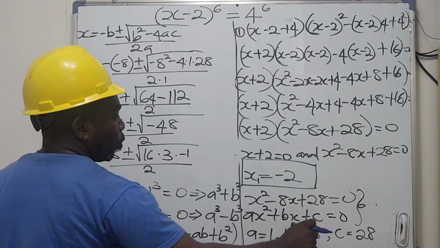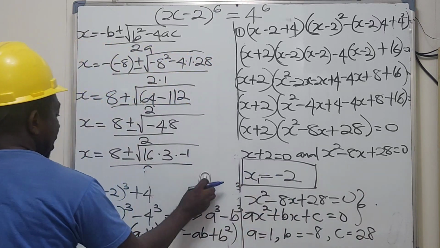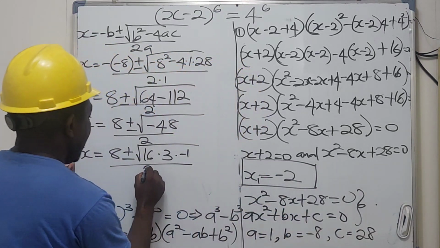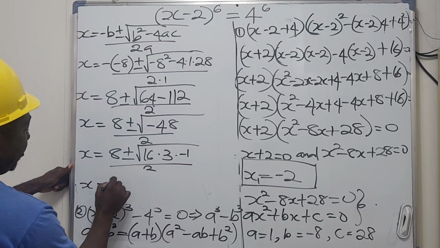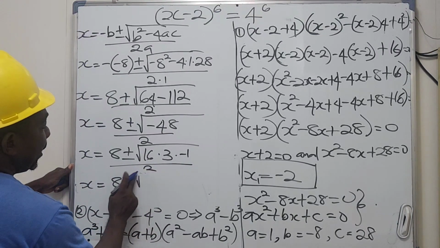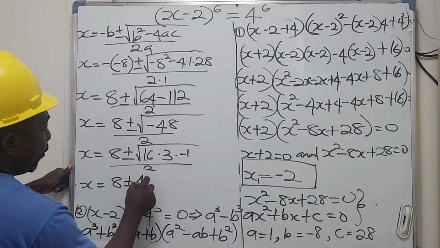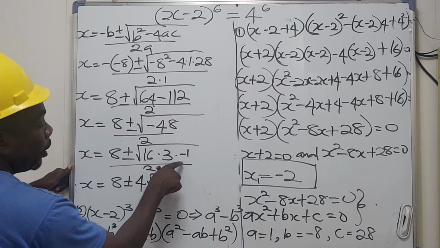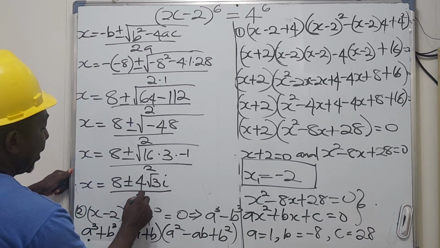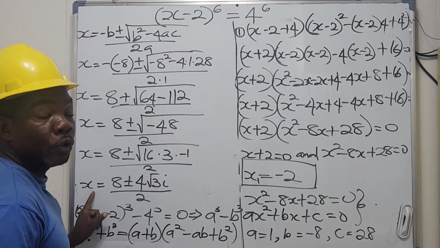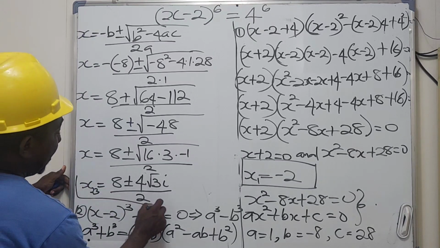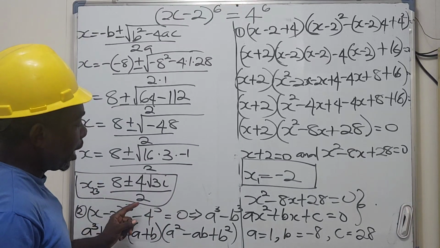So here we'll have the value of x as this, where our x here will become 8 plus or minus square root of 16 is same thing as 4. Then we have root 3. Square root of minus 1 is iota, which is i, all over 2. So these are the two solutions of x, which is x2 and x3. And this is the value of x2 and x3.